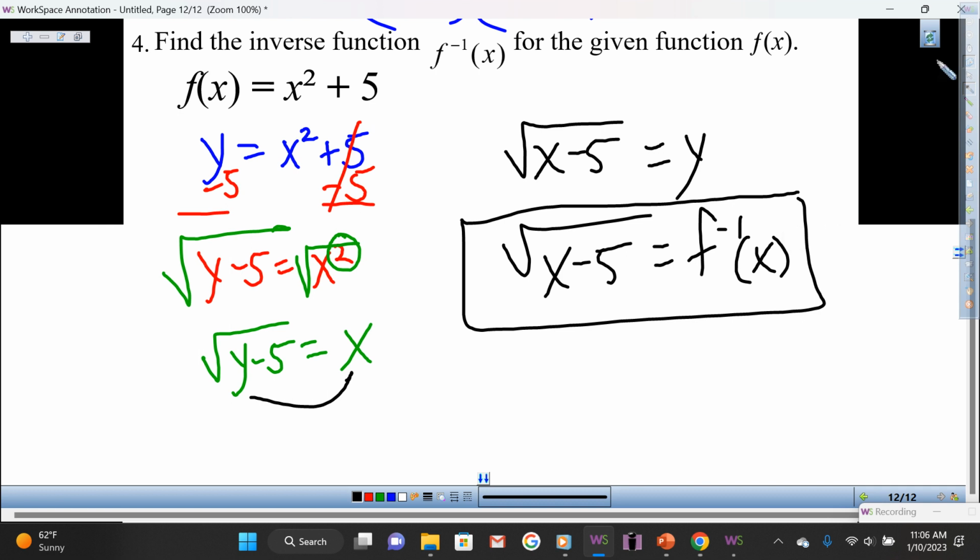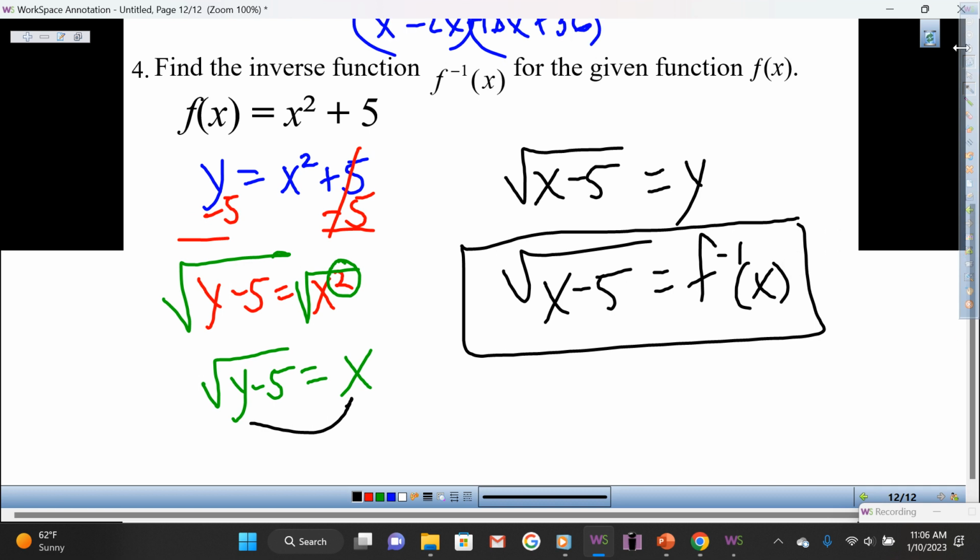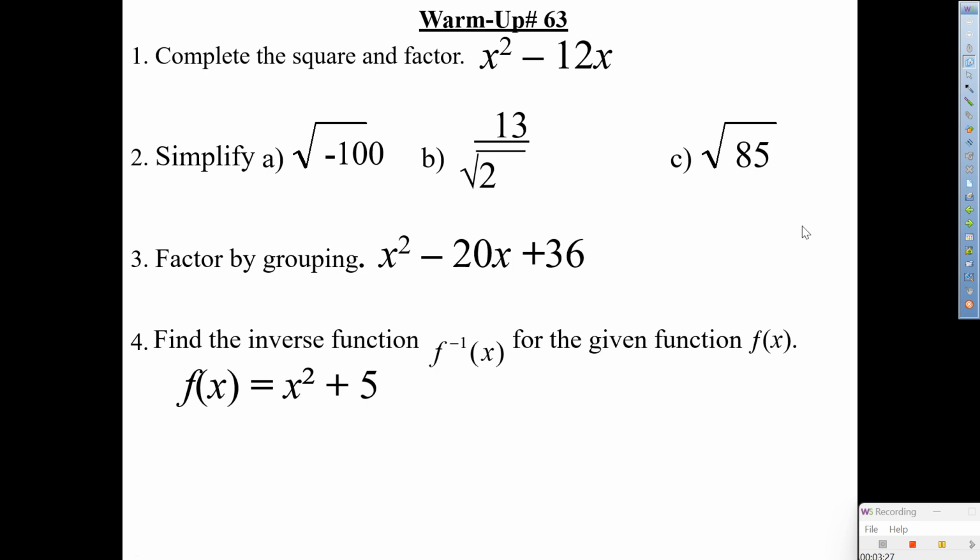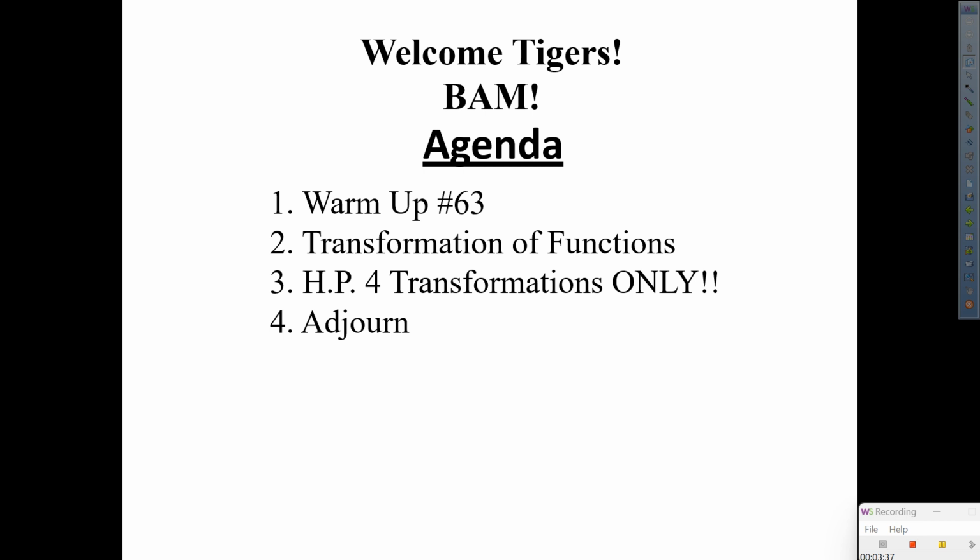All right. Copy the agenda for today. Here we go. Agenda. We got warm-up number 63 done. Transformation of functions. We're still on the same one. And today's going to be a practice day. So I'm going to give you 4 more transformations to take home tonight. However, last night, make sure you turn that in on Canvas right now, and I'm going to post the other one on the screen so you can take a picture of tonight's.